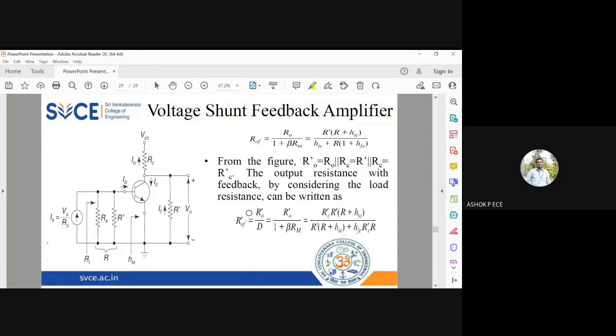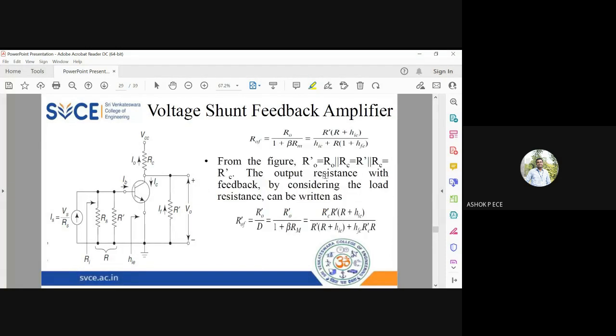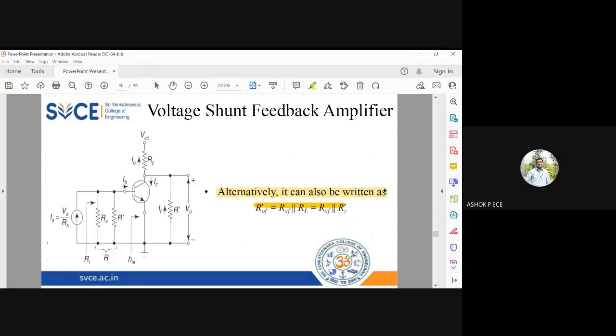So R naught dash also you can find. R naught F dash is going to be R naught dash by D, or straight away you have a formula R naught F dash equal to R naught F parallel to RL. Whatever method you use, either you can divide, or you can do the parallel combination, to find the expression for the output resistance of the amplifier with feedback and without feedback.